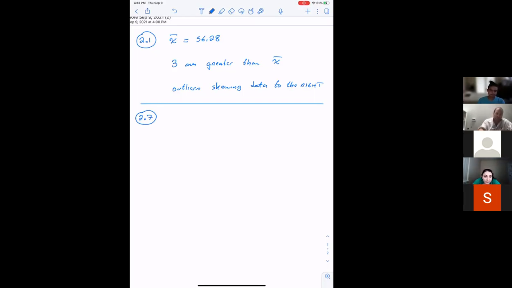All right, 2.7. Oh my God, that's a lot of data. 189 cars. But you know what? They're already in numerical order, so it's not as bad as it seems. The Department of Energy provides fuel economy ratings for all cars and light trucks sold in the United States. Here are the estimated miles per gallon for combined city and highway driving for the 189 cars classified as midsize in 2019, arranged in increasing order. A, give the 5-number summary of this distribution.